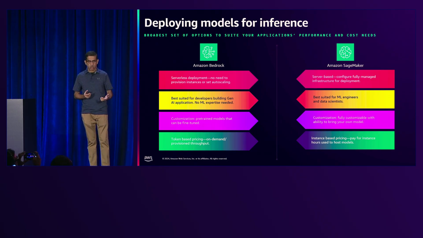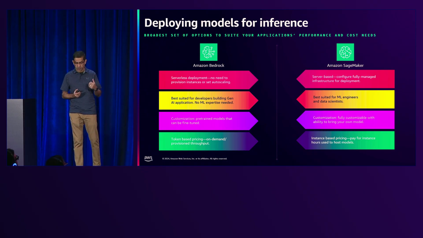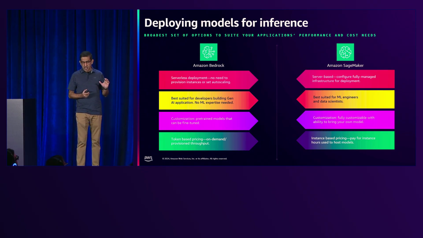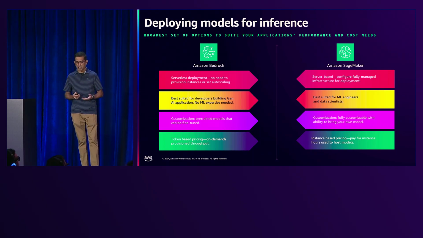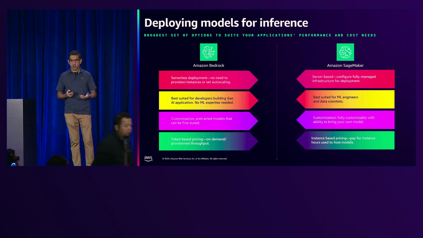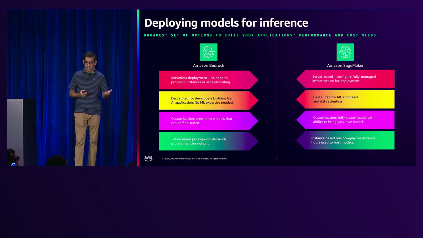It offers pre-trained models which can be fine-tuned. So Bedrock provides a good balance of customization and ease of use. Pricing on Bedrock is token-based with options for on-demand and provisioned throughput. On the other hand, SageMaker is the go-to choice for those who need more control over their deployment infrastructure. It is server-based, allowing users to fully configure the managed infrastructure for their models. SageMaker also allows you to bring your own model, and the pricing is instance-based, so you pay for the compute.